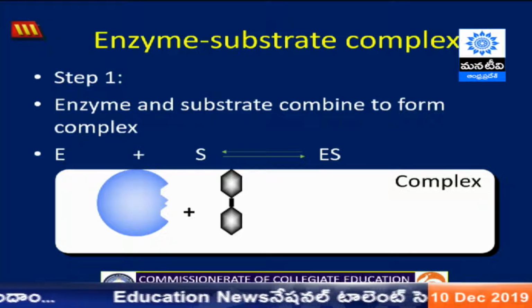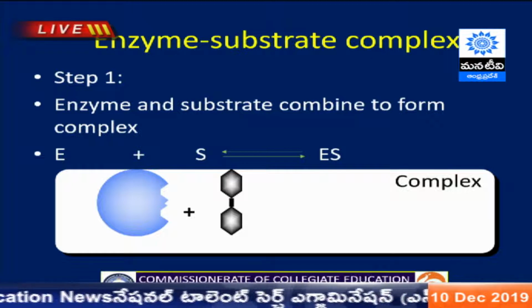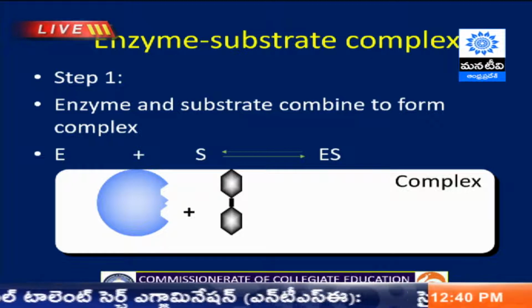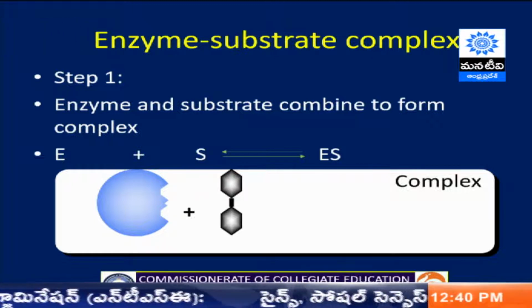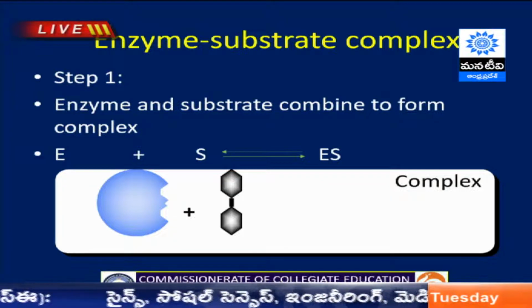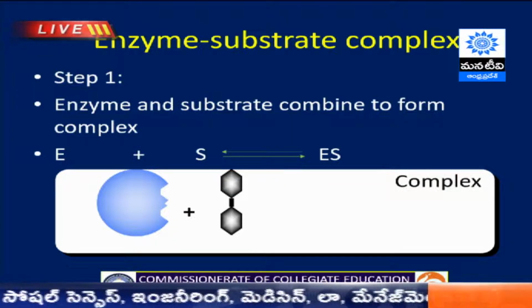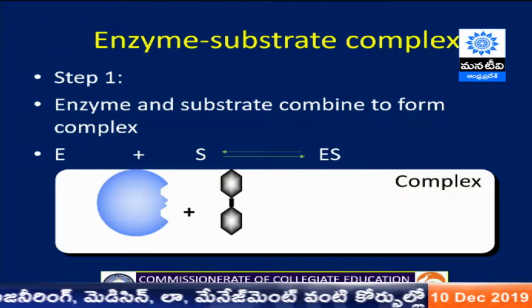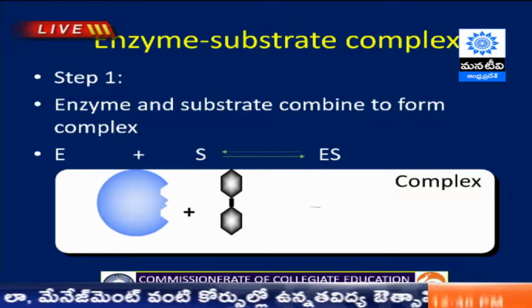Here I am showing that this is a reversible reaction, meaning at this point the enzyme substrate complex can be dissociated or can break apart into the enzyme and substrate. That is why the first step is a reversible reaction.